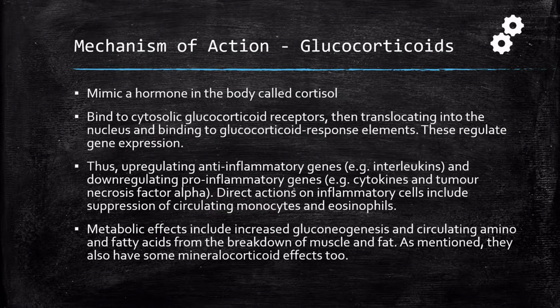Now, in terms of the mechanisms of action, I'll show you this via text, and then I'll show you a simplistic diagram I made. So glucocorticoids, as we said, mimic cortisol. They bind to the cytosolic glucocorticoid receptors, which are in the cytoplasm of the cells. Then they translocate into the nucleus and bind to glucocorticoid response elements on or around the DNA, regulating gene expression. In particular, it upregulates anti-inflammatory and downregulates pro-inflammatory genes. What this means is that overall we have an anti-inflammatory effect. Glucocorticoids can also have direct actions on the inflammatory cells, including suppression of circulating monocytes and eosinophils, and they have some metabolic effects, as you can see at the bottom there.